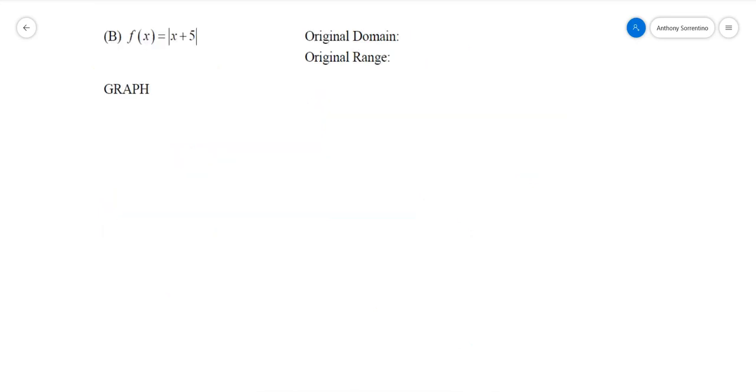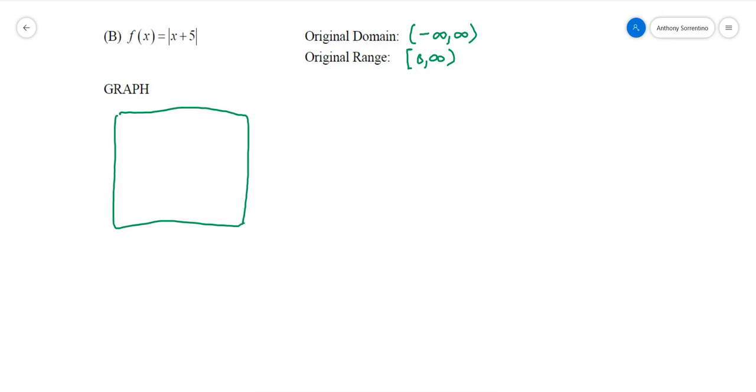Well, getting to this one here, the original domain, well, I could put any number into an absolute value function. Of course, the original range, since I'm taking the absolute value of something, I expect it to be 0 or more. And I can see this on the graph. Going back to what we had for the graph, and I'm just making a quick sketch of this. Here's at negative 5. The graph did something along the lines of this.